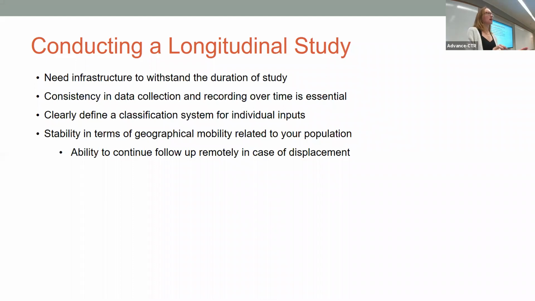You also want to make sure that your subjects are relatively geographically stable for the duration of your study, so you're not at risk for losing a lot of your participants and therefore losing a lot of your data. However, it is possible that some subjects might move and not be able to participate in your study. You want to try to mitigate that by maybe creating some sort of phone survey so that you can still receive that same information and minimize the amount of data that you're losing.